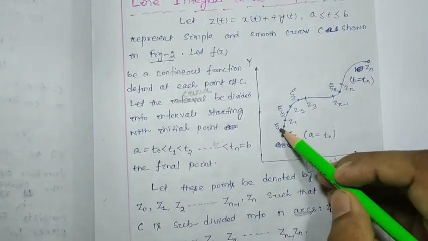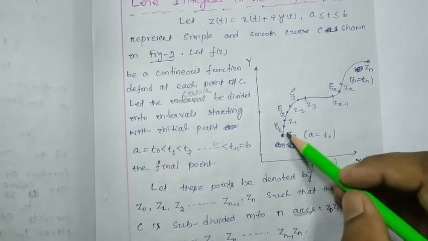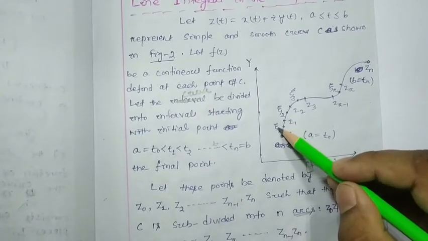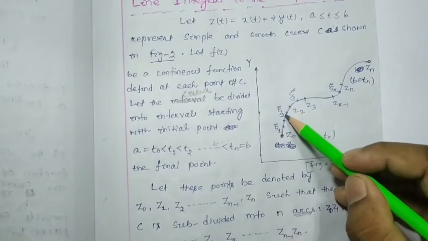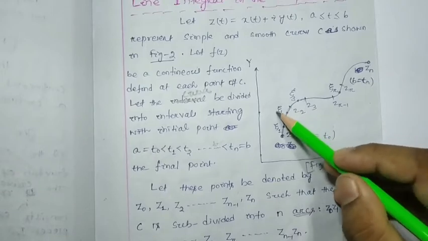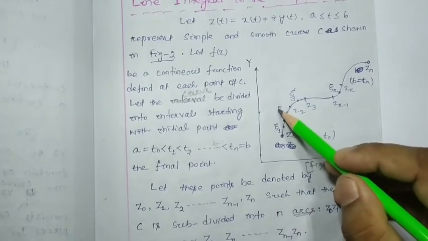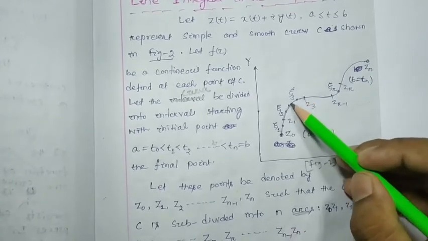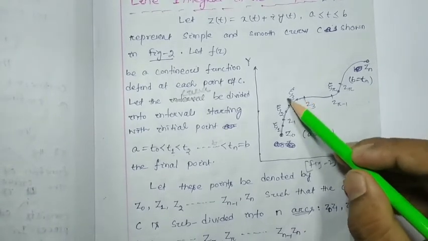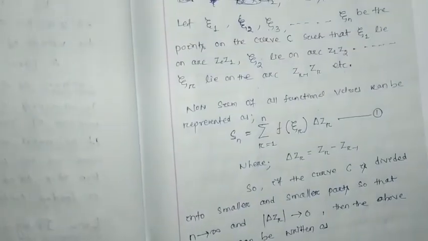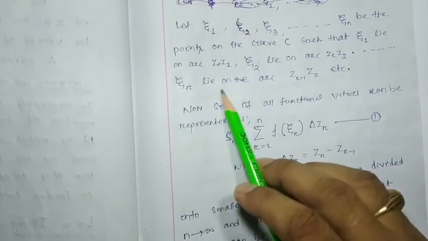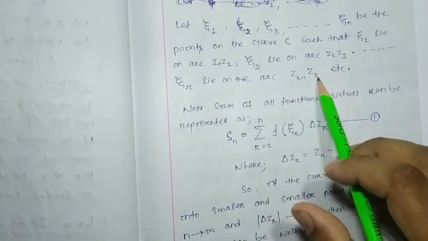So xi1 is a point on this curve in between z0 and z1. That means xi1 lies on the arc z0 z1. On the arc z1 to z2, this is the point represented by xi2. In between the arc z2 z3, xi3 is the point, like that, xi r lies on the arc z(r-1) zr, etc.